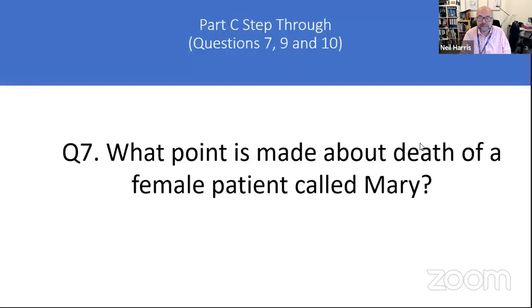Okay, so let's start. What you're going to need for the rest of this session is a copy of the first reading passage in sample test 2. It's the text called Patient Safety, highlighting a collaborative initiative to improve patient safety. Don't worry too much if you haven't got it in front of you, because I will be showing you the question on screen. So here we have on screen our first question, which is, what point is made about the death of a female patient called Mary?